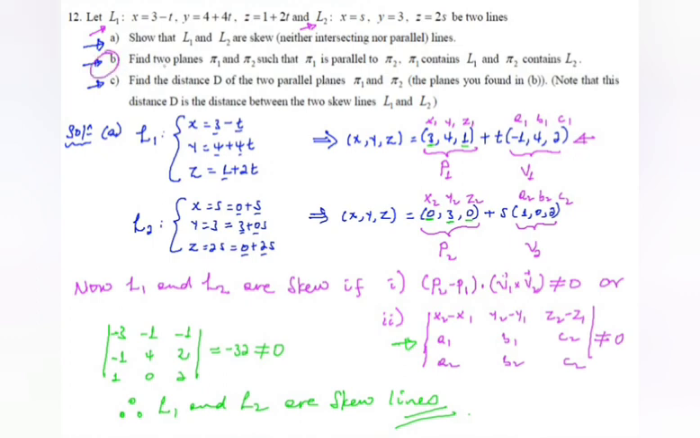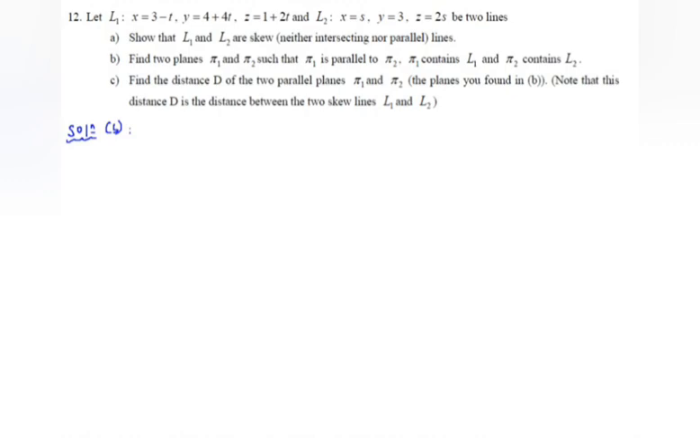Okay, now in B part it says find two planes pi1 and pi2 such that pi1 is parallel to pi2. At the same time, pi1 contains L1 and pi2 contains L2. What are we asked? We are asked for the equations of two parallel planes pi1 and pi2 containing L1 and L2. Okay, so now here I will show you the solution for B part.